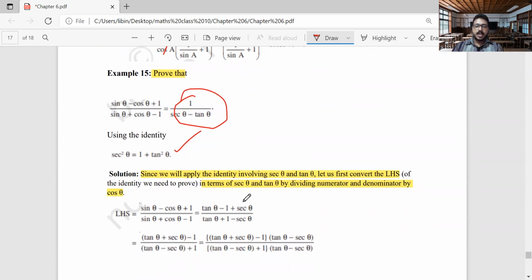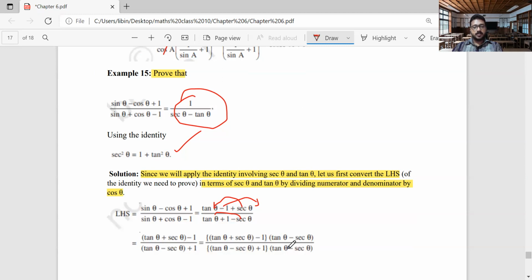Now it is only a rearrangement. We are writing tan theta and sec theta together. That is tan theta plus sec theta. I'm just writing negative 1 on the right side. That's all. And we have just written a bracket. Similarly in the denominator also, we are writing tan theta and sec theta together. That is tan theta minus sec theta plus 1.